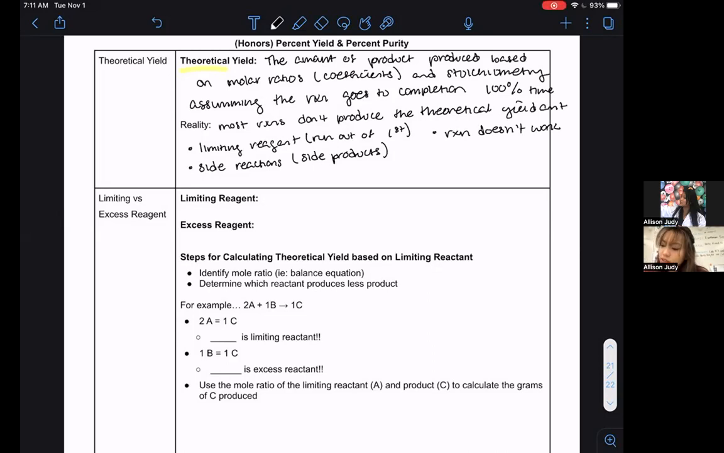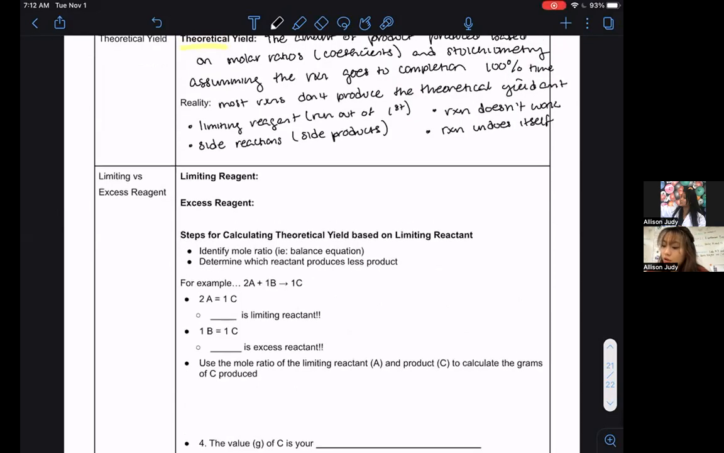And then of course, sometimes we discover that the reaction undoes itself. It decomposes. These are some of the issues that could be contributing to the reality that our stoichiometry-based, our molar ratio based predicted product amount, the theoretical yield, is never actually met in lab. So we're going to talk about one of the ways that we account for one of these sources of error, and we're going to focus on limiting reagent.